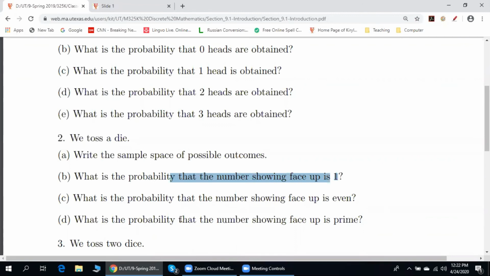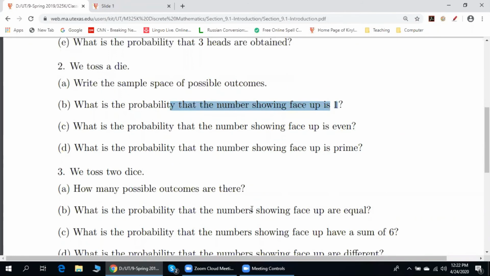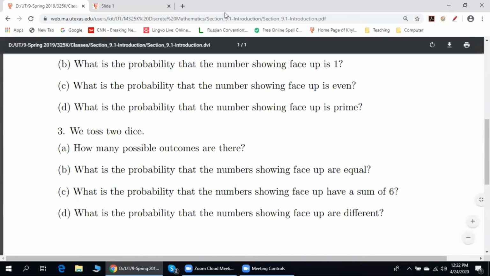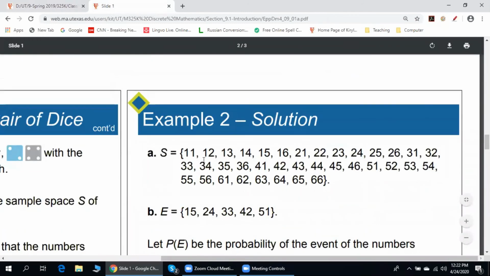D, what is the probability that the number showing face up is prime? Again, 3/6, which is 1/2, because we have only 3 prime numbers between 1 and 6. It's 2, 3, and 5. Okay, lastly, number 3. We toss 2 dice. How many possible outcomes are there? We already discussed 36. It's this example, correct?